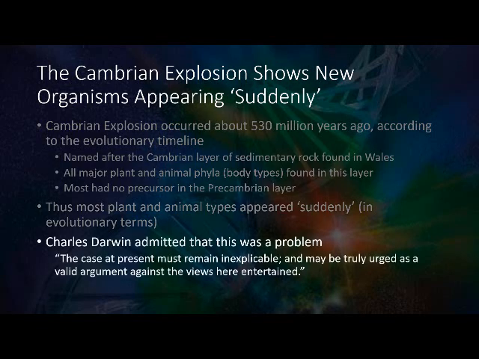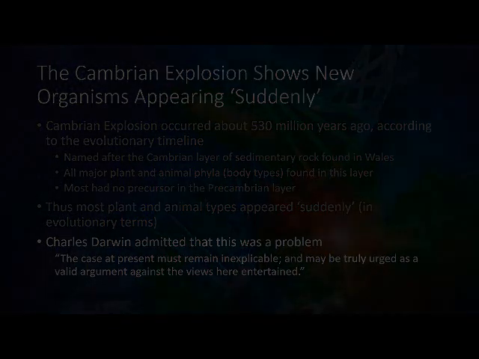Well, Darwin admitted that's a problem. He said, "The case at present must remain inexplicable, and may be truly urged as a valid argument against the views here entertained." So how, if evolution is accomplished by very small changes over a long period of time, would you find in a relatively short period of time of a few million years all of the various plant and animal types appearing? That doesn't really make sense according to evolutionary theory. It should have been spread out over a much longer period of time.